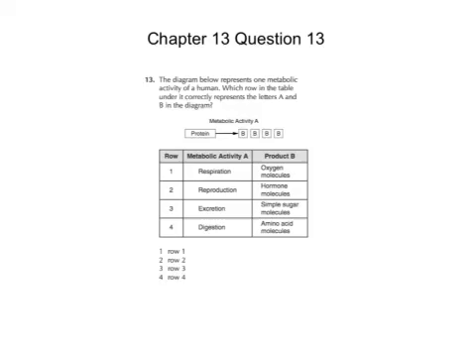Okay, so this is chapter 13, question 13 of the homeostasis and dynamic equilibrium packet that's due in January. If we take a look at the question, it says the diagram below represents one metabolic activity of a human, which shows which row in the table under it correctly represents the letters A and B in the diagram. So we're looking for A and B.